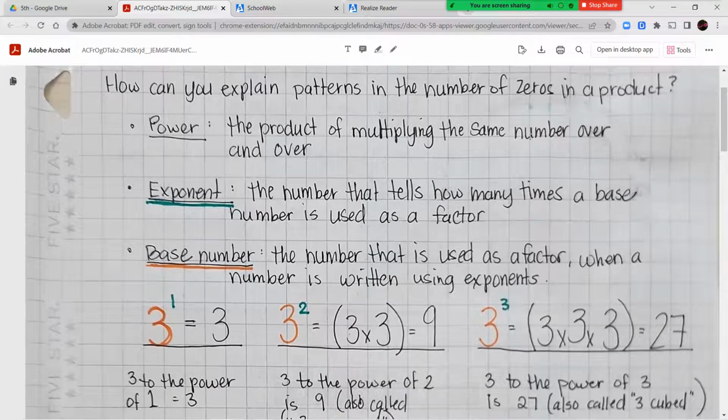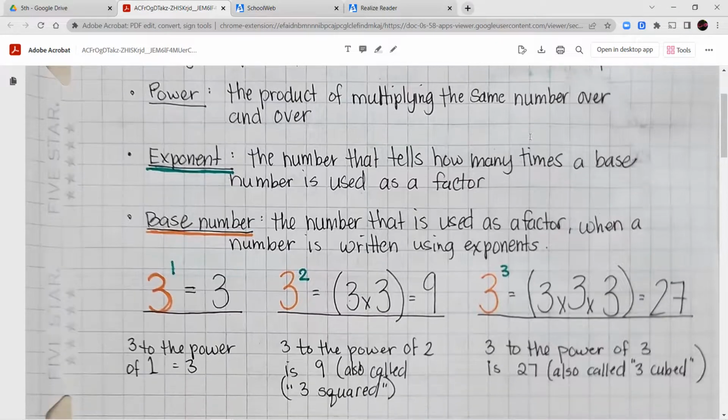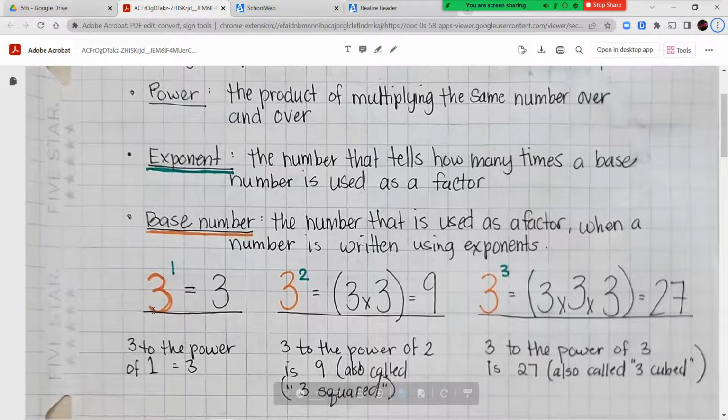We're going to go over the vocabulary so we understand what words we're using. Power is the product of multiplying the same number over and over and over again. The exponent is that little number that's written kind of higher up and smaller that tells us how many times that base number is used as a factor. So how many times is that number multiplied by itself? The base number is the number that you're using as a factor.